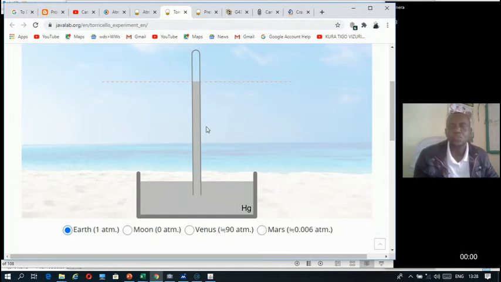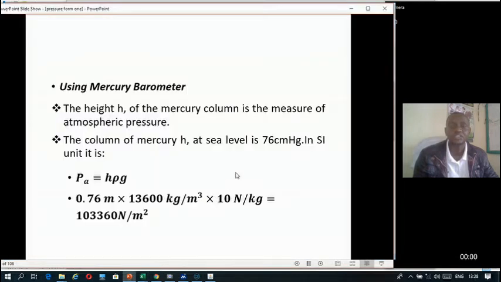If you want to convert this pressure to pascals, it's very simple. You only multiply by the density of mercury, then multiply by 10. So it will be 0.76 times 13,600 times 10, and you get 103,360 pascals, or newtons per square meter. Sometimes you have seen pressure measured in millimeter mercury, like somebody saying 760 millimeter mercury. It tells you that the height supported is 760 millimeters.